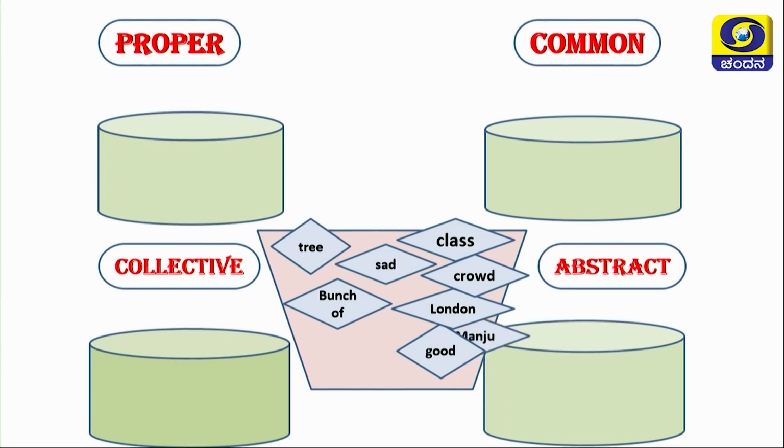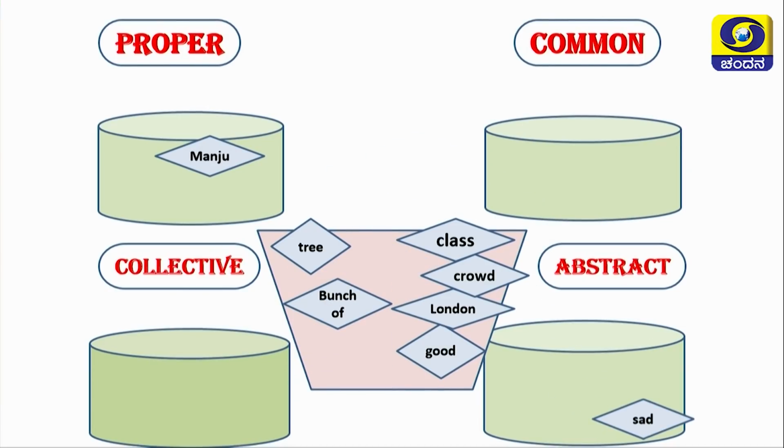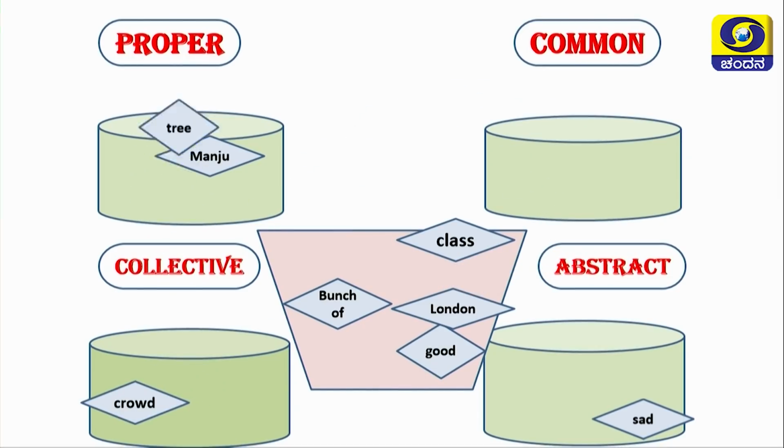Now you see the words which I have selected. What is that word? Manju. Manju has gone to proper noun. It is a specific name. And next one is sad. It has gone to abstract noun. And next one is crowd. It has gone to collective noun. And next one is tree. It is a common noun.